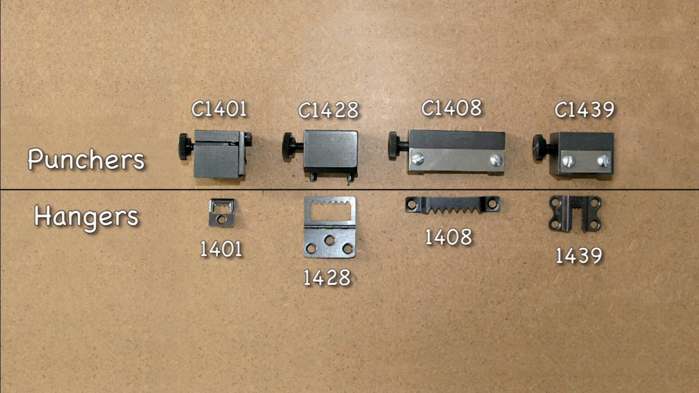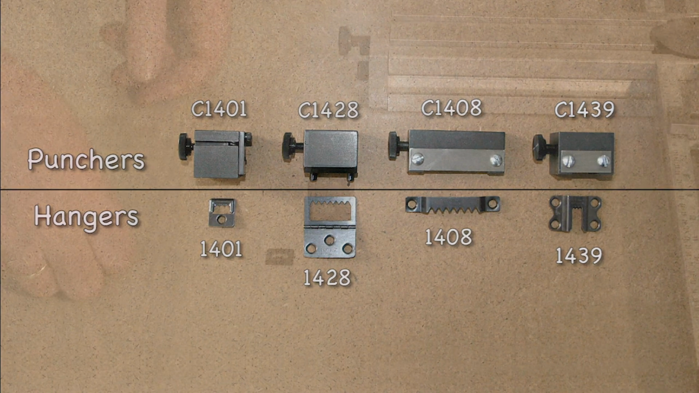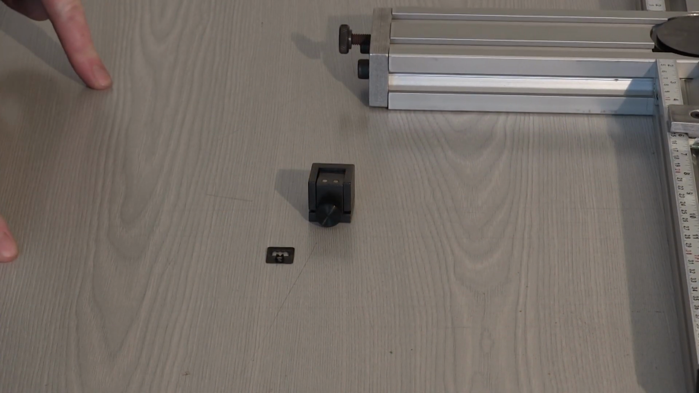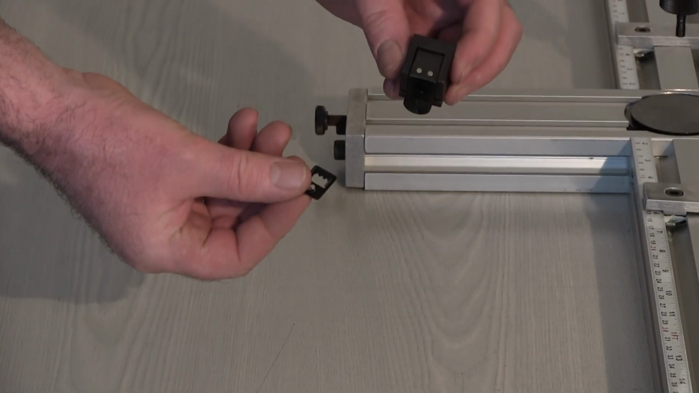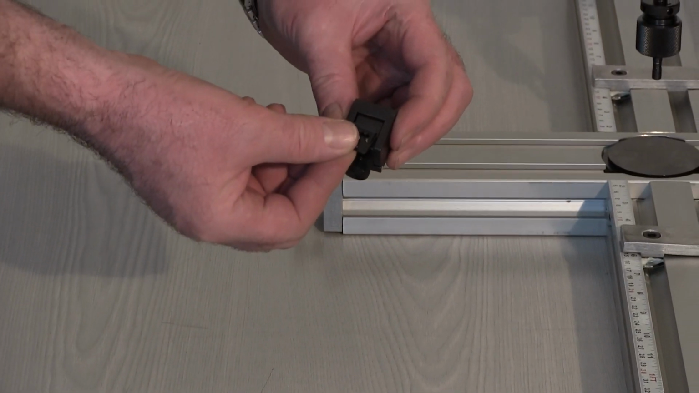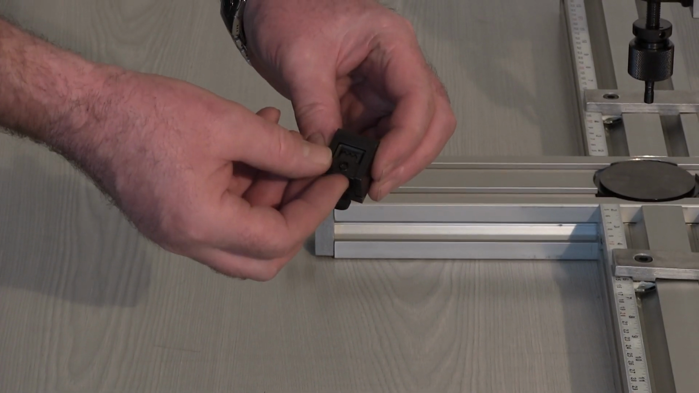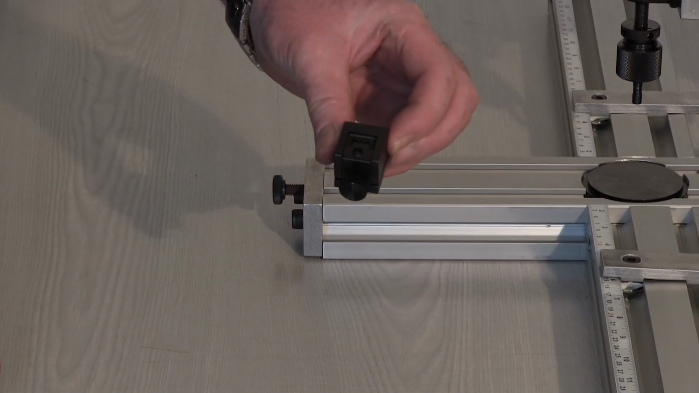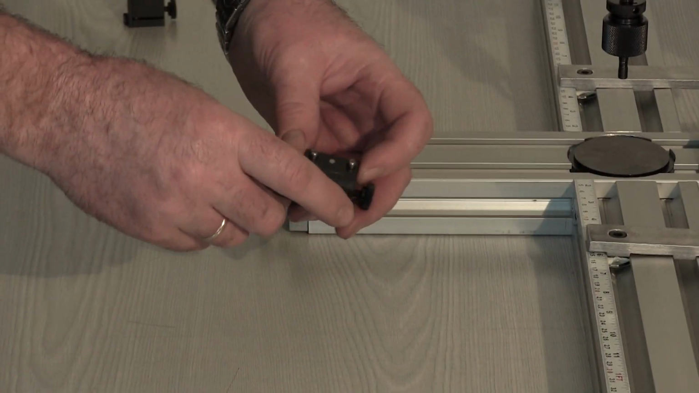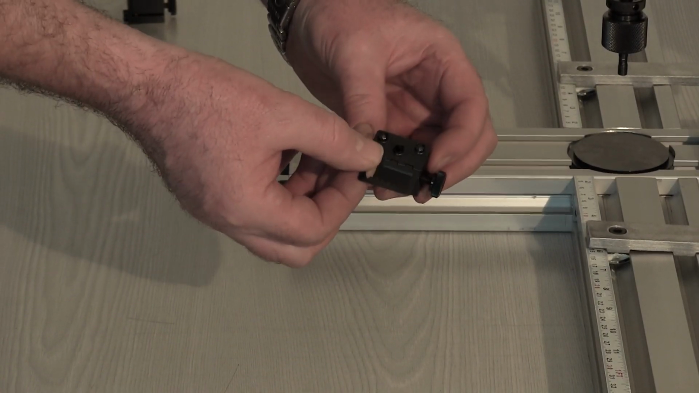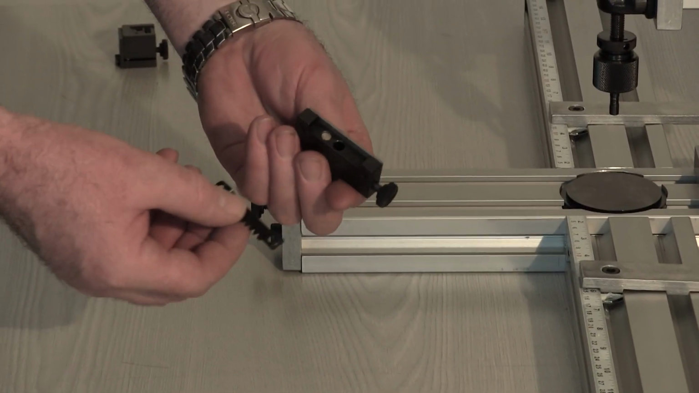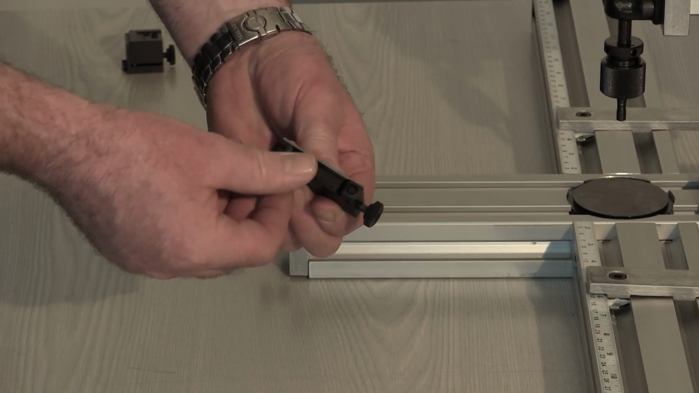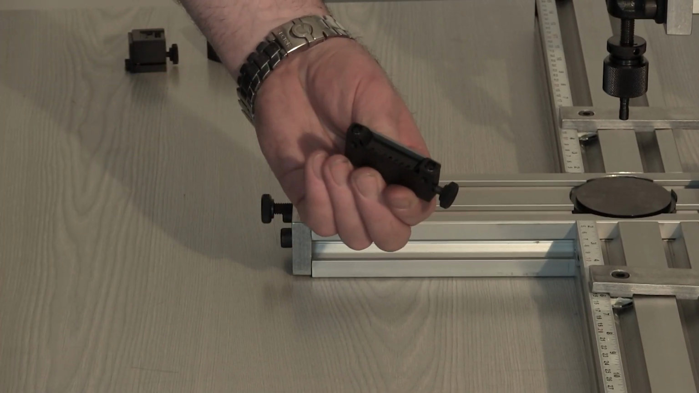For every type of hanger, there has to be a relative hammer punch. We see how the hangers are inserted into their punch. This is the punch C1401 to which the 1401 hangers are inserted. Note that the hangers are blocked by the magnet which is inside the puncher. This is the punch C1428 with the hangers 1428. This is the punch C1408 with the hangers 1408.